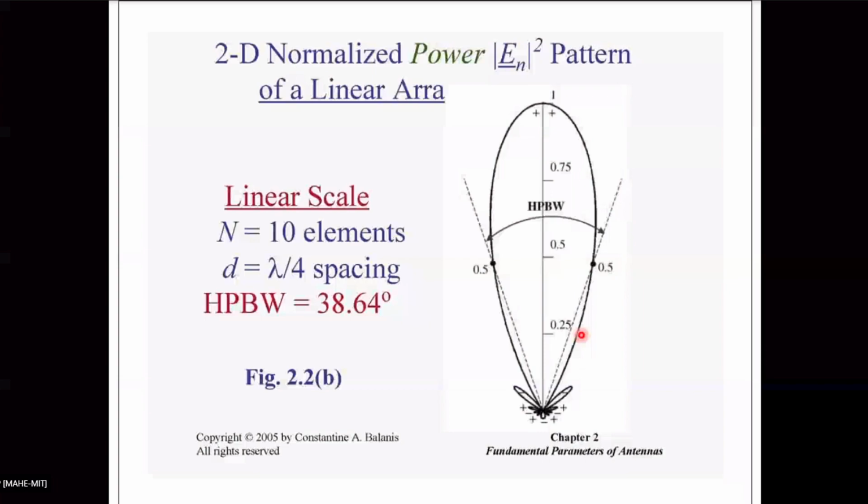Now this is a normalized power pattern, E_n squared. You see the magnitude of E_n squared, the normalized power pattern. So here the half power point will be 0.5 between these two, because it is a power pattern. Maximum value is 1, and half is 0.707 squared, which is 0.5. So you get this. This is the half power beamwidth, and these lobes are the minor lobes.